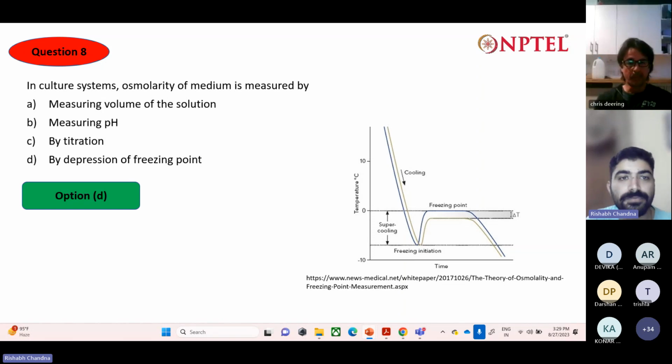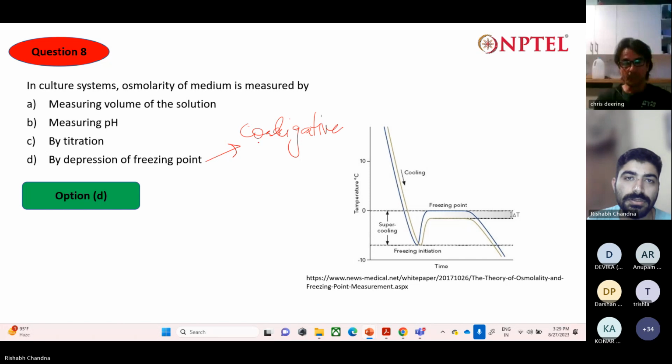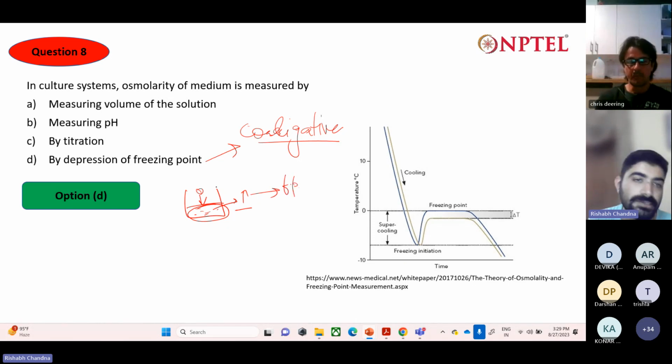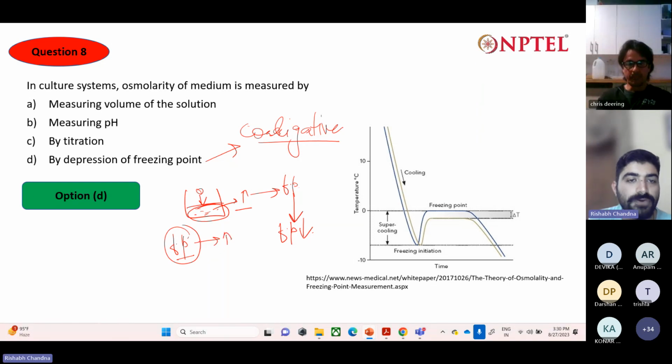So actually, freezing point is considered a colligative property. What happens is, when we add a solute to a solvent, suppose this is the solvent and we add a particular solute to this, the number of molecules inside the solvent increases. Due to this, the freezing point of the solution, which was a bit high before the addition of the solute, decreases after the addition of the solute.